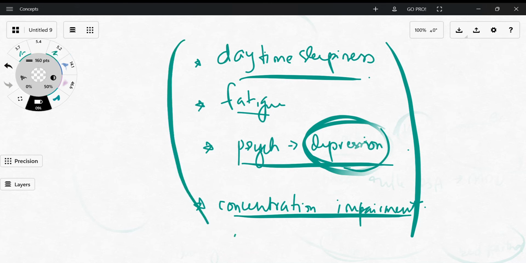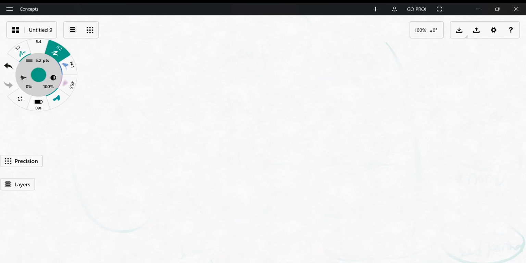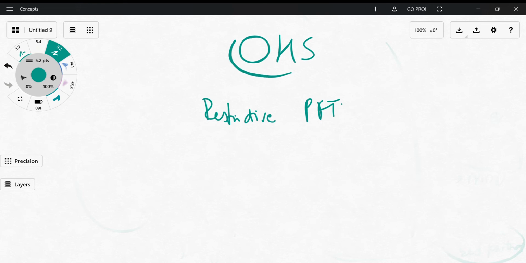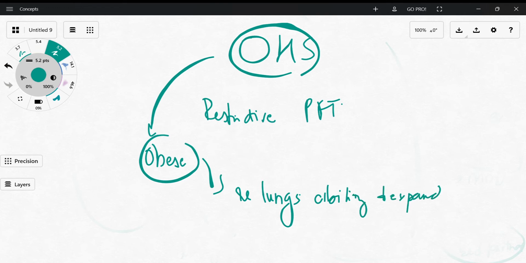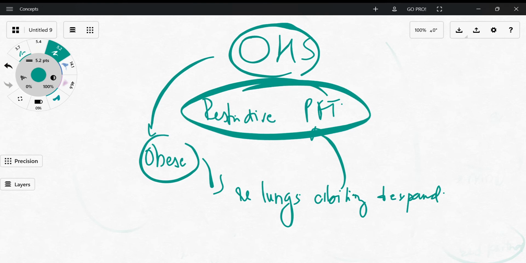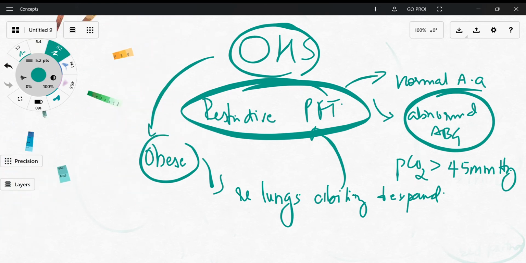Now let's talk about obesity hypoventilation syndrome. Now this is a little bit different because this is going to have a restrictive pulmonary function test. What's happening here is they're obese, and that is restricting the lungs' ability to expand. Okay, and that causes a restrictive pulmonary function test. And these people are also going to have a normal AA gradient. However, they are going to have an abnormal ABG, which is arterial blood gas. The primary diagnostic criterion for OHS is their PCO2 is going to be more than 45 mmHg.